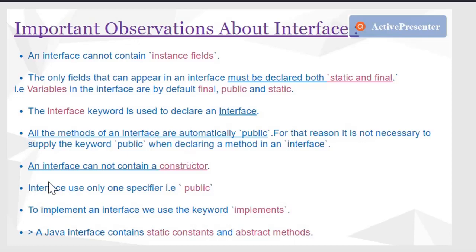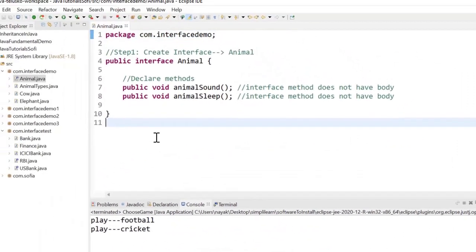An interface cannot contain a constructor. That's why I am saying we achieve 100% abstraction here. An interface uses only one specifier, that is public. To implement an interface, you use the keyword implements, and an interface extends another parent interface. A Java interface contains static constants and abstract methods. Let's see another example.